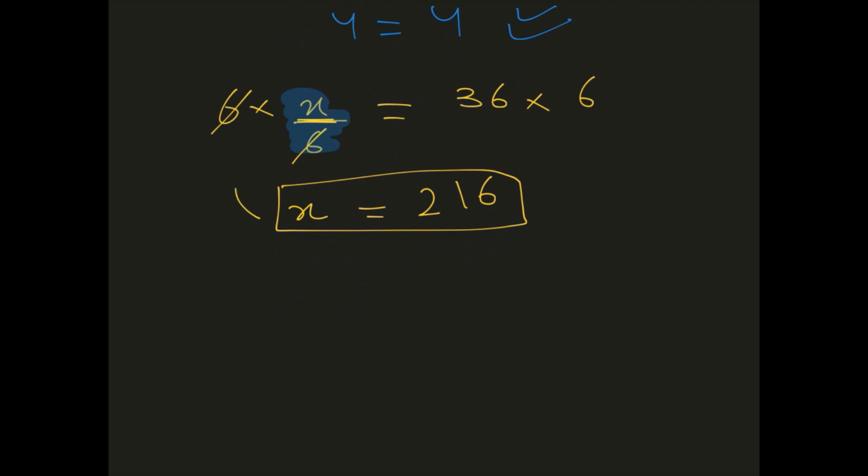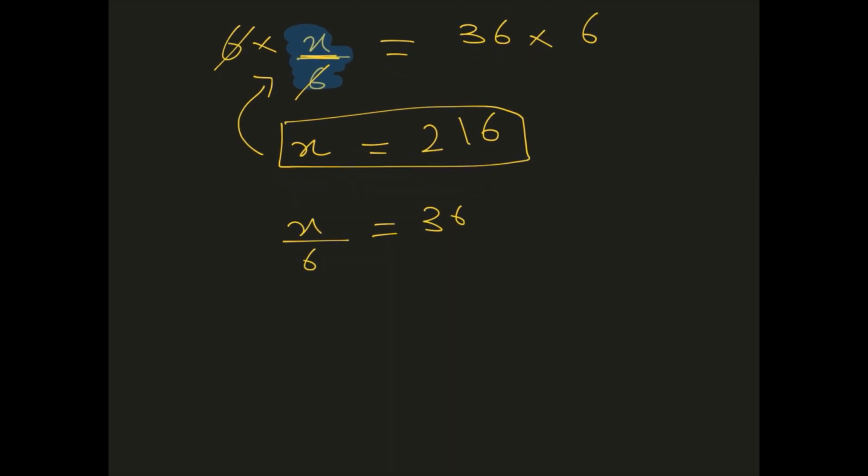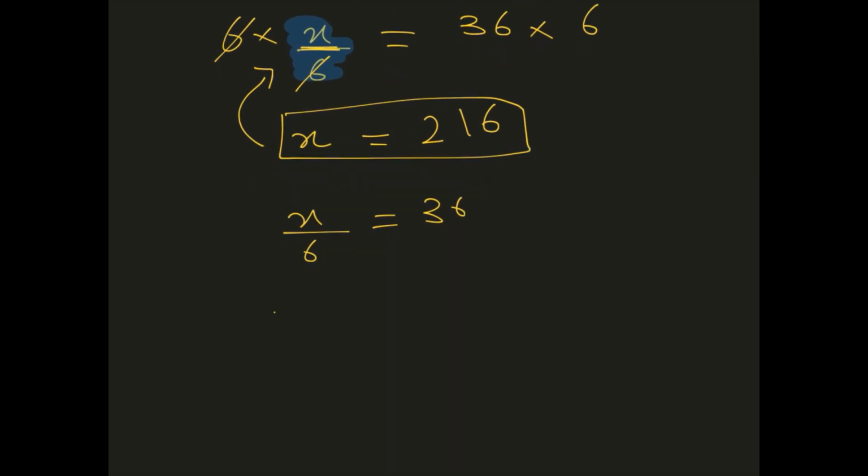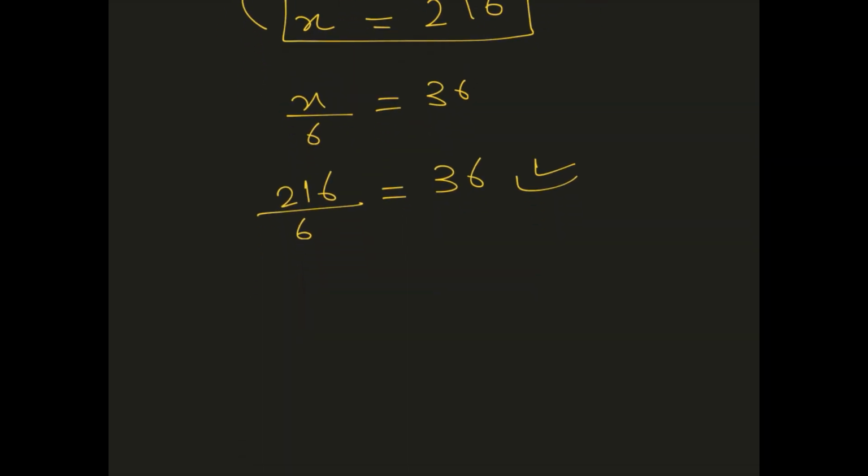Again, you can check this by putting it in over here. Our original equation was x divided by 6 is 36. So instead of x, now we'll put 216. So 216 divided by 6 is 36. So our answer is correct, right? So let's look at another example.